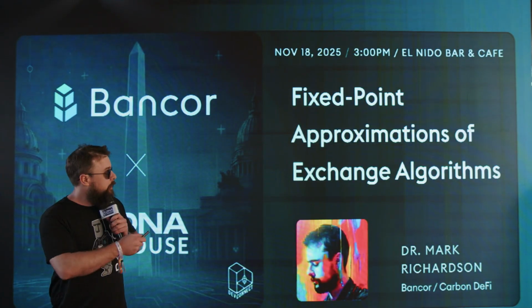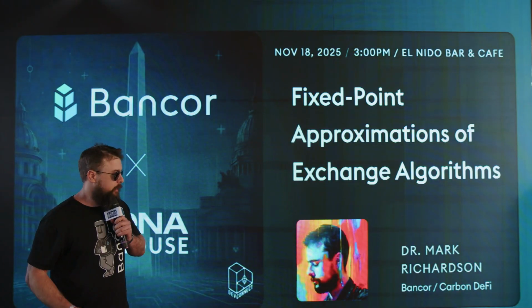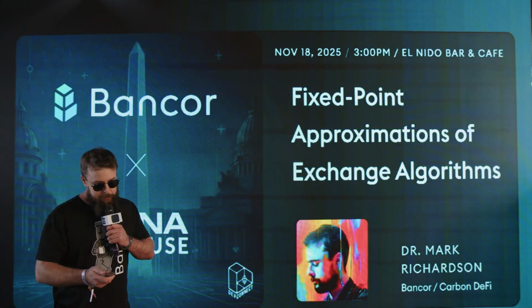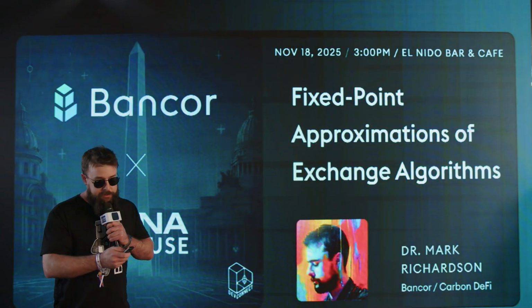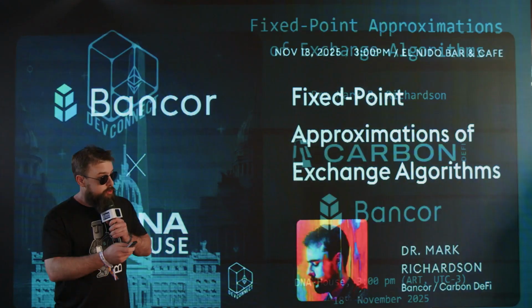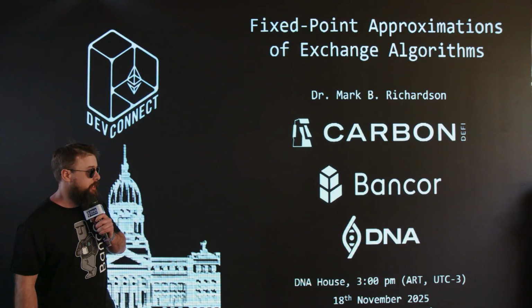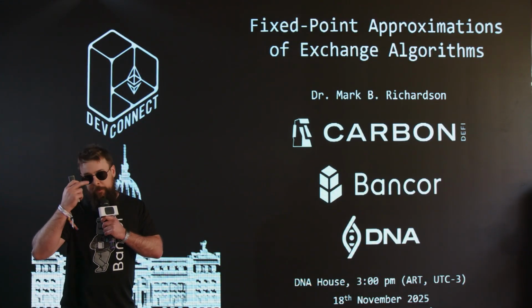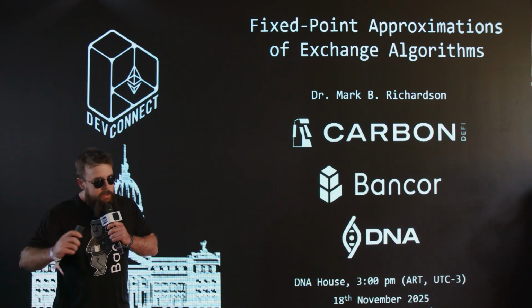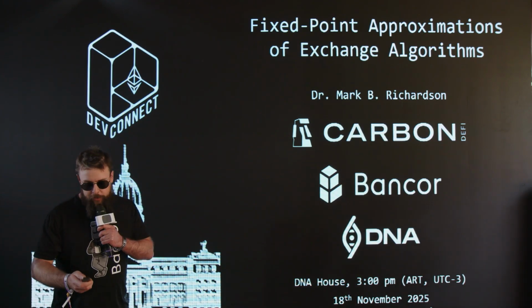So today we're going to be talking about fixed point approximations in exchange algorithms. This is largely inspired by the fact that we're very proud to have DNA now as a partner, who is deploying our most recent exchange protocol, Carbon DeFi, on the BNB chain as a starting point, and hopefully a lot more blockchains thereafter.